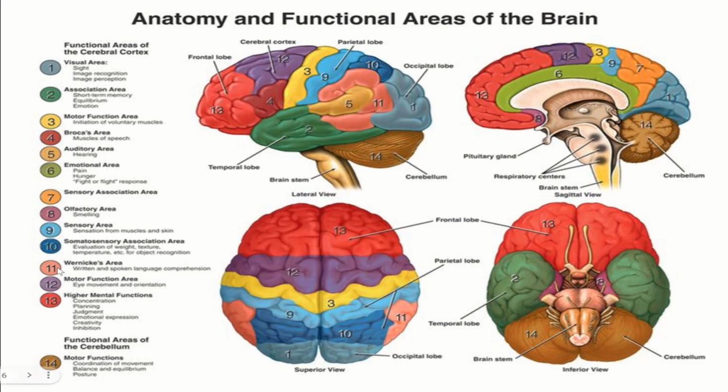And then Wernicke's area, number 11, this is where we comprehend language. And this is where we actually build those neurons to comprehend and understand language.